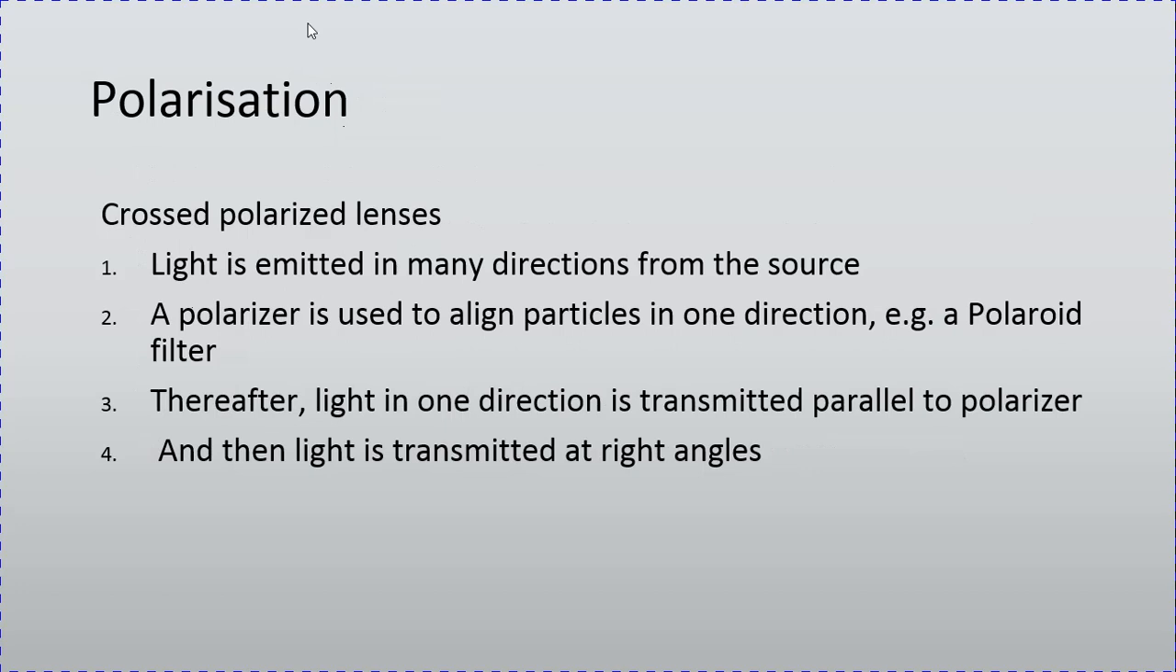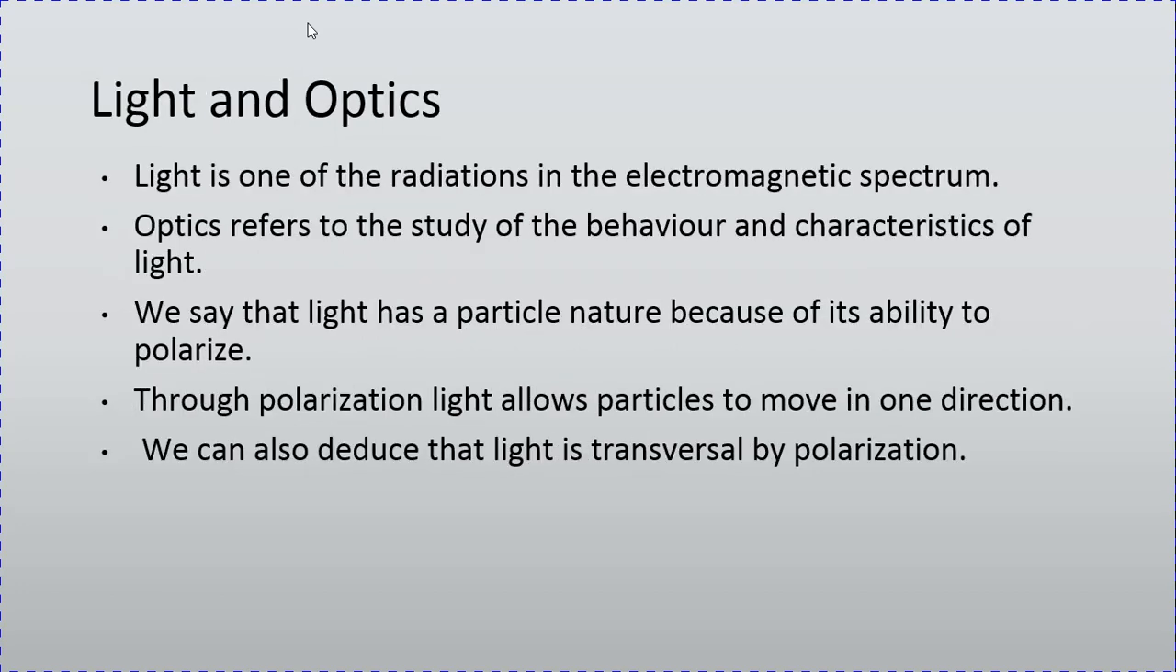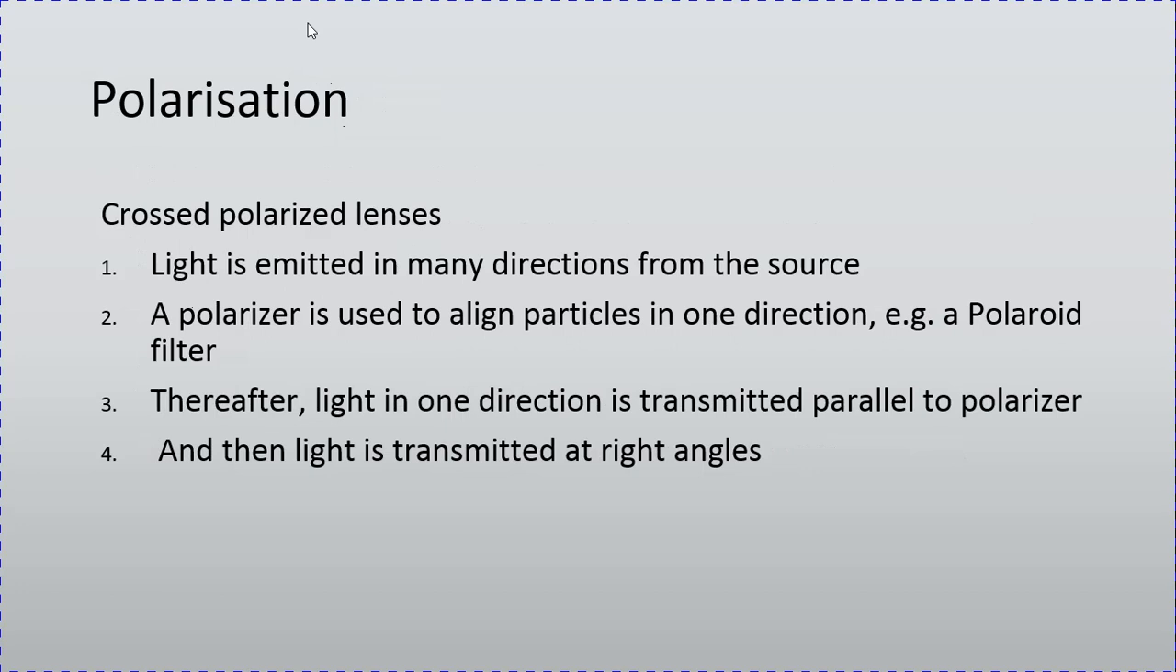What is polarization? Polarization, cross-polarized lenses. Light is emitted in many directions from one source. A polarizer is used to align particles in one direction, e.g., a Polaroid filter. Thereafter, light in one direction is transmitted parallel to a polarizer, and then light is transmitted at right angles.